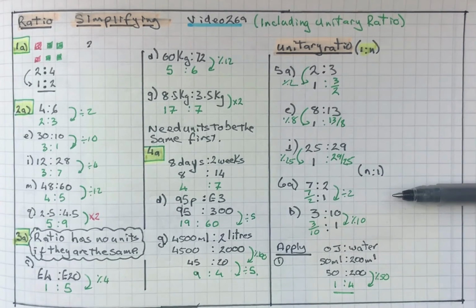right. And for the apply question, if I've got orange juice and water, 50 mils of orange juice, 200 mils of water, what's the ratio? The units are the same, so if I divide both numbers by 50, the ratio is 1 part orange juice to 4 parts water.